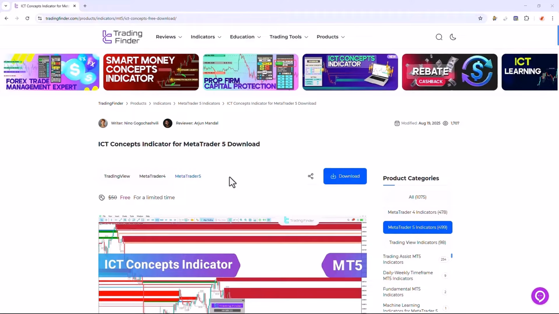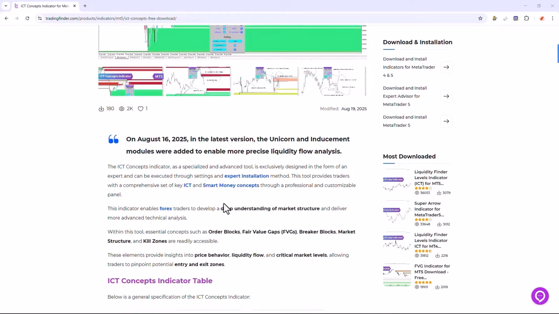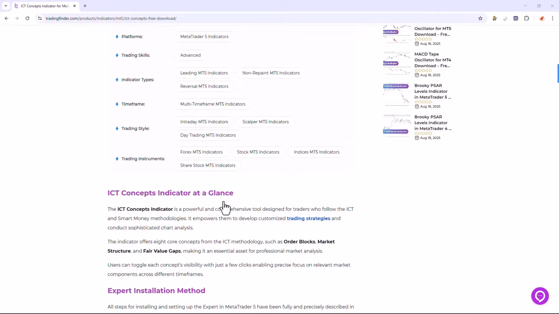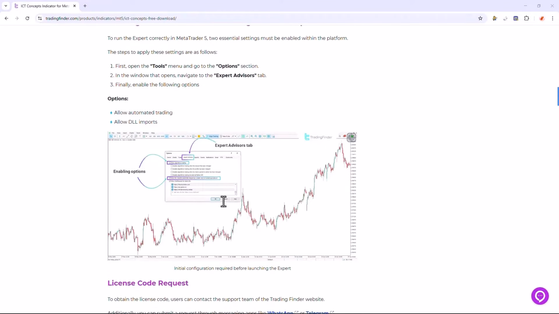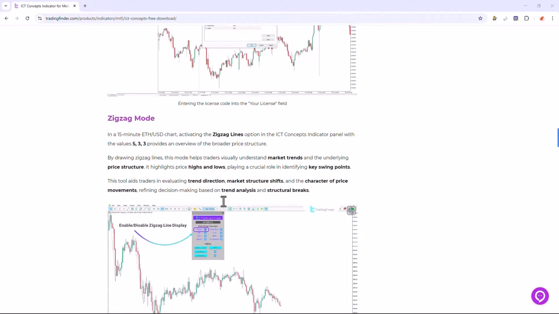The ICT Concept Indicator is available for various platforms on the TradingFinder website. From this section, you can download the indicator file for MetaTrader 4 and MetaTrader 5 platforms and run it on your chart. Traders can also read this page to learn about how the indicator works and its functionality.